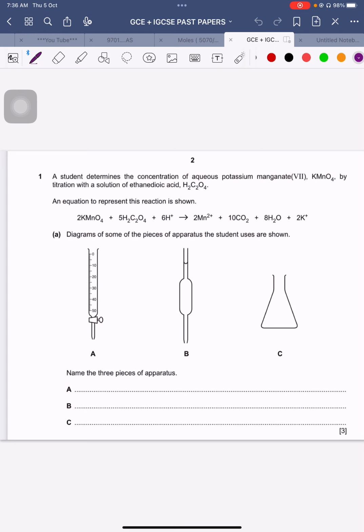So now there is an equation. What is an equation? It is a representation of a chemical reaction. We can say the symbolic representation of a chemical reaction is called a chemical equation. There are two parts in a chemical equation: one is before the arrow and the other is after the arrow. The ones before the arrow are called reactants and the ones after the arrow are called products. Right now, they are asking about diagrams of some of the pieces of apparatus the student uses.